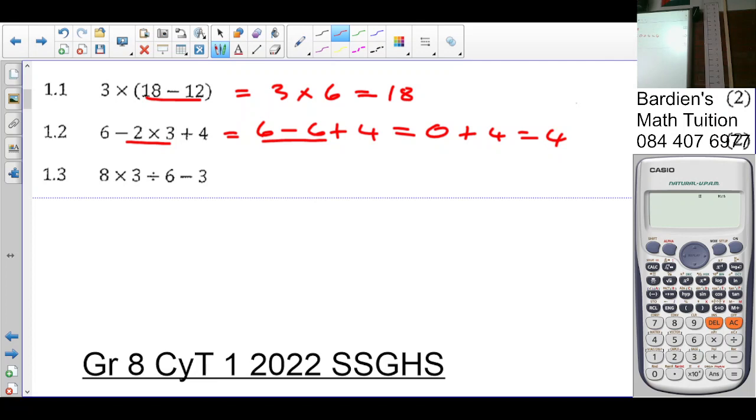This has division, multiplication and subtraction. What must be done first? Multiplication. So it's going to be 24 divided by 6 minus 3. What's 24 divided by 6? 4. Minus 3, which is? 1. Is that correct? Yes. Right.